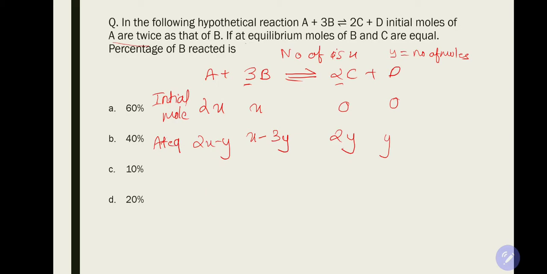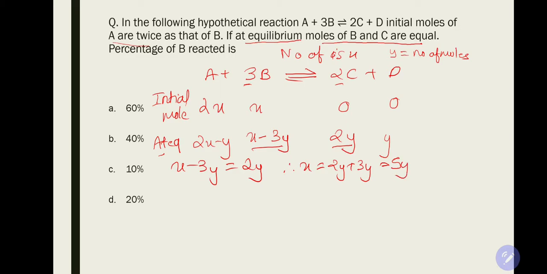There is a second statement given: at equilibrium, moles of B and C are equal. So can we say that X minus 3Y is equal to 2Y? Right? Therefore X will be 2Y plus 3Y, which is equal to 5Y. Now what is the value of X? X is equal to 5Y. We know that moles of B reacted is equal to 3Y.